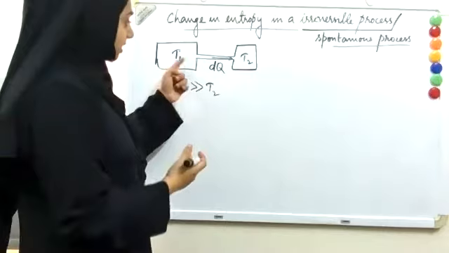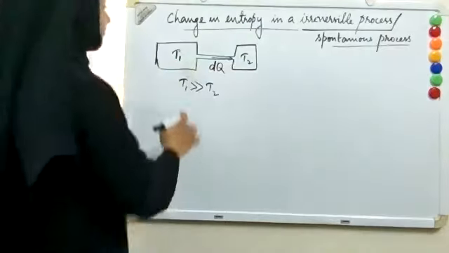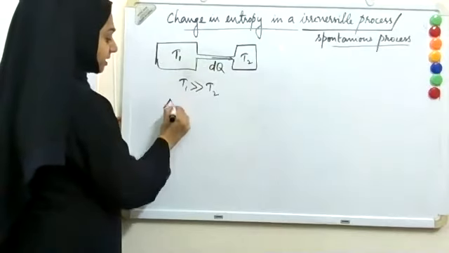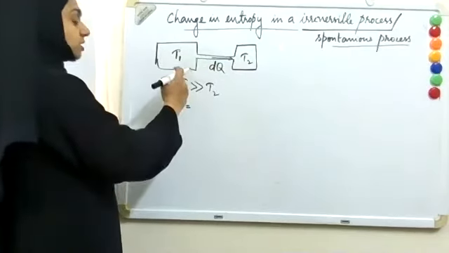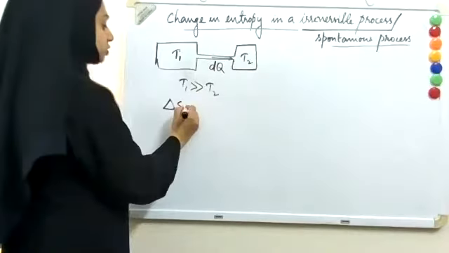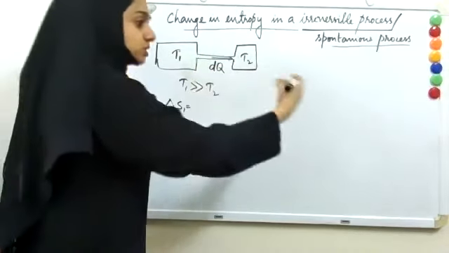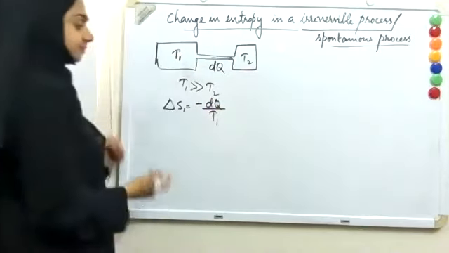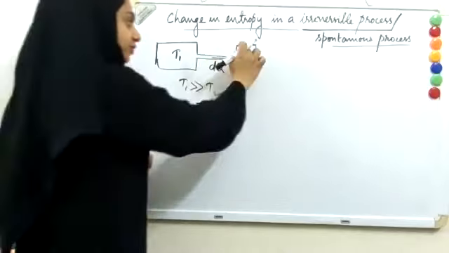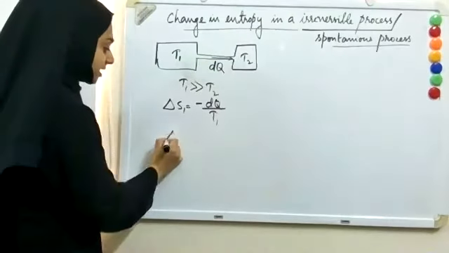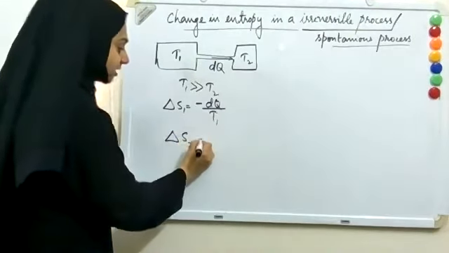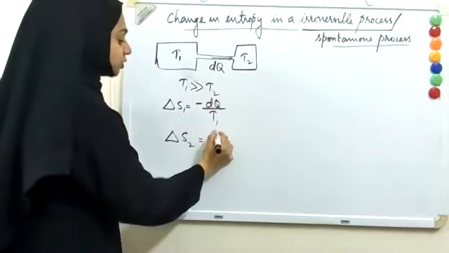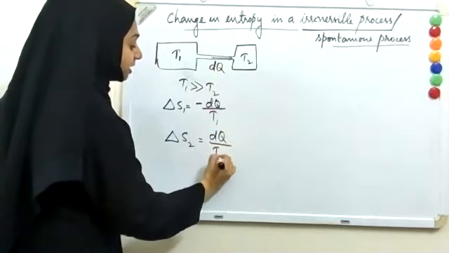So when we look at this process, we know that for this system, T1, the change in entropy delta S is equal to, it is losing heat, so minus dQ by T1. And for this system, the change in entropy delta S2 is equal to, it is receiving the same amount of heat, so dQ divided by T2.